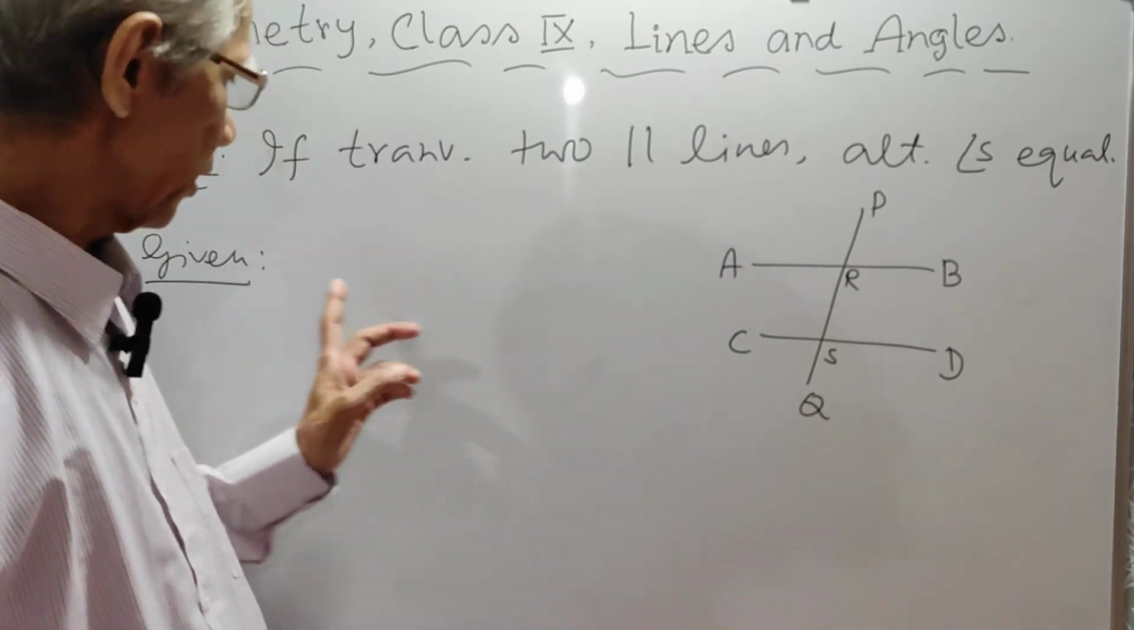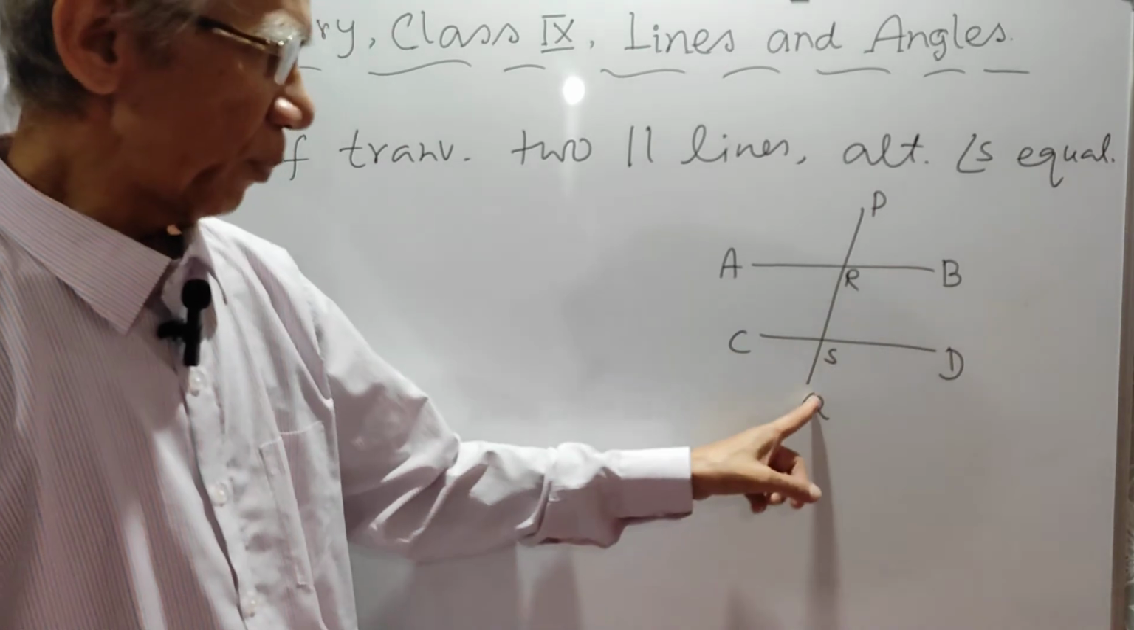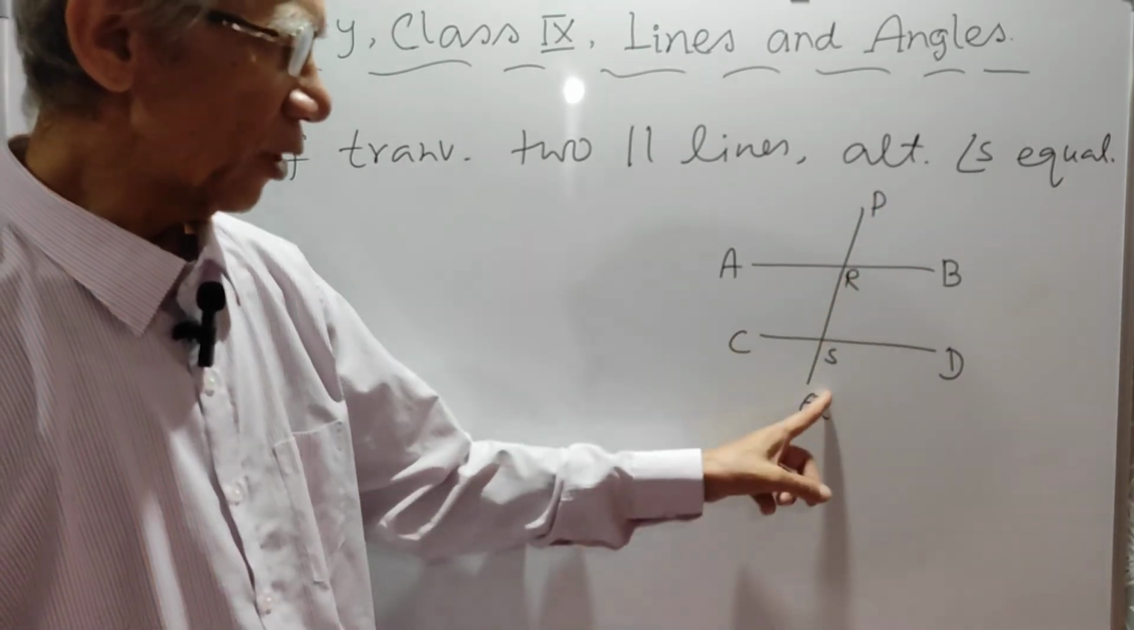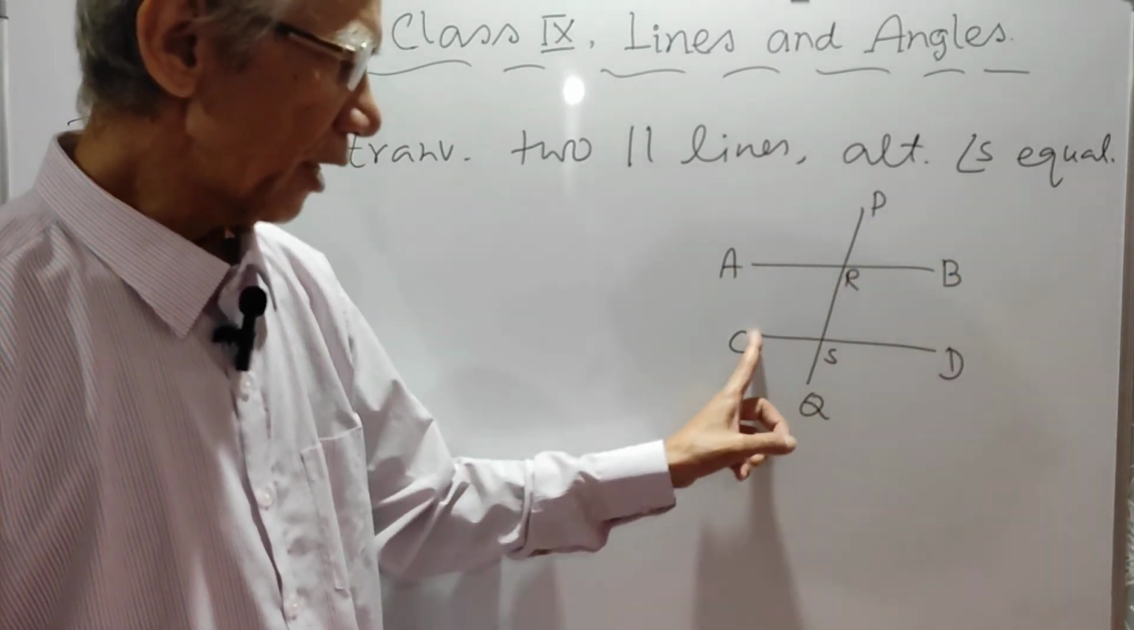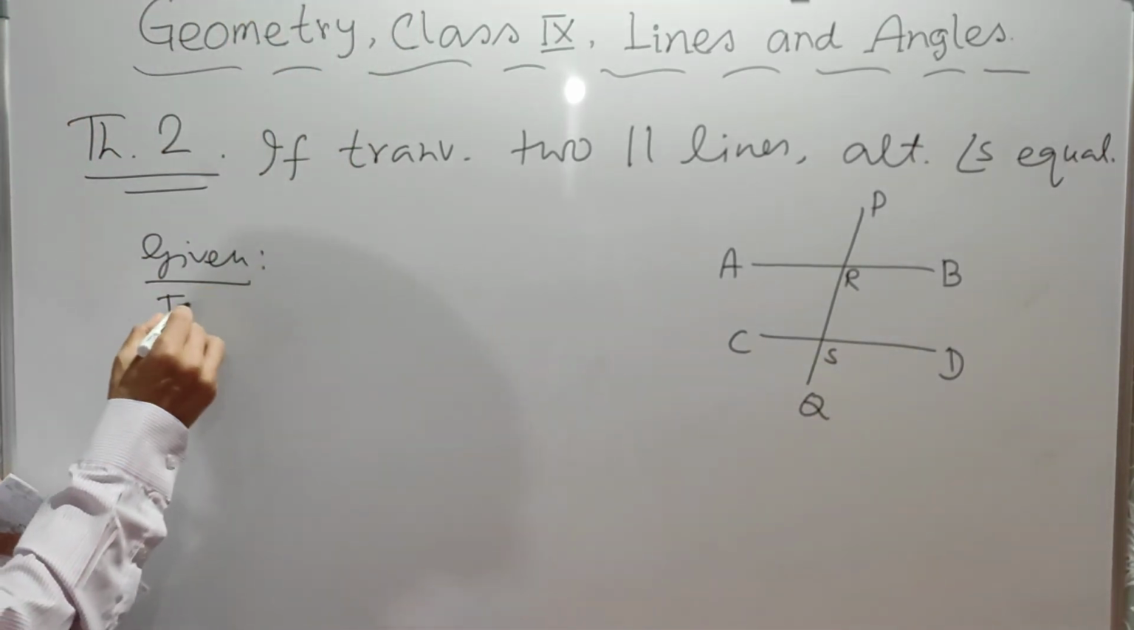Again I say what you will write in given: AB and CD are parallel lines. PQ is the transversal. PQ intersects AB at R and CD at S. All right. That is the given part. Then next you will write "To prove."